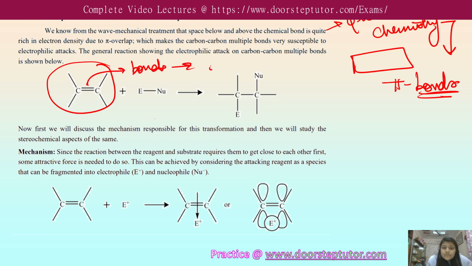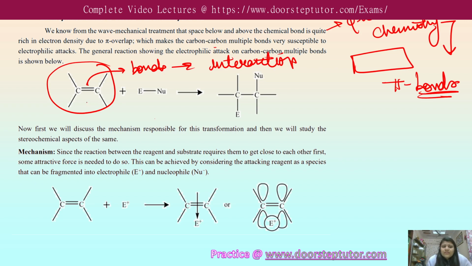Bonds are only interactions, and in organic chemistry we draw those interactions as bonds. But according to actual quantum chemistry, pi bonds are a force of attraction which makes the pi overlap because of the very high electron density.